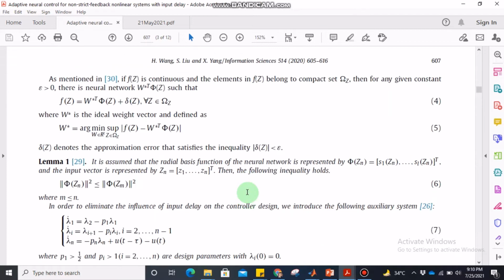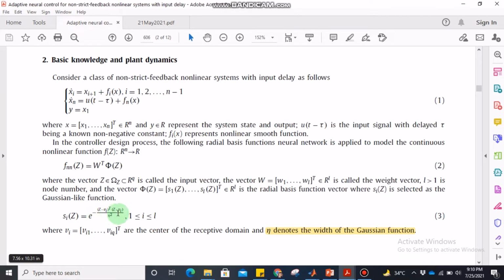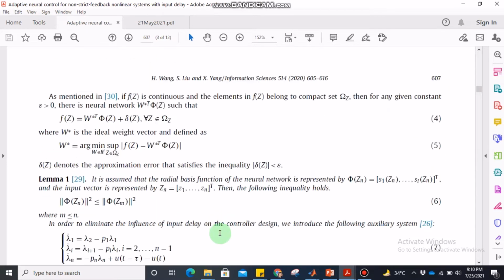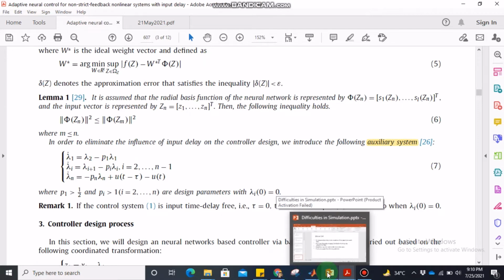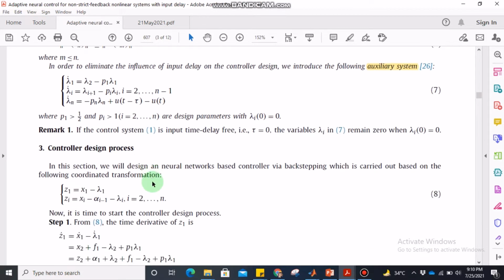Then there is this definition of this radial basis function. Of course, we were expecting the neural network, so there is something relevant to that. Then there is this type of equations, which are the auxiliary system. Auxiliary systems are usually the systems that you need to incorporate into your codes. This is an example of some additional equations that are to be incorporated into your control simulation.